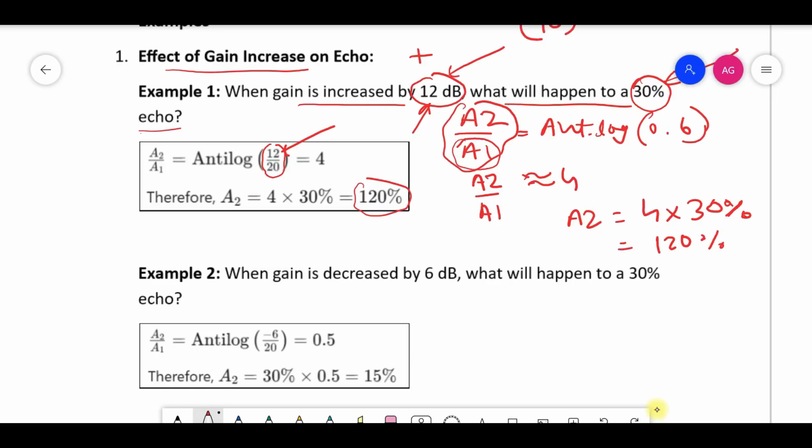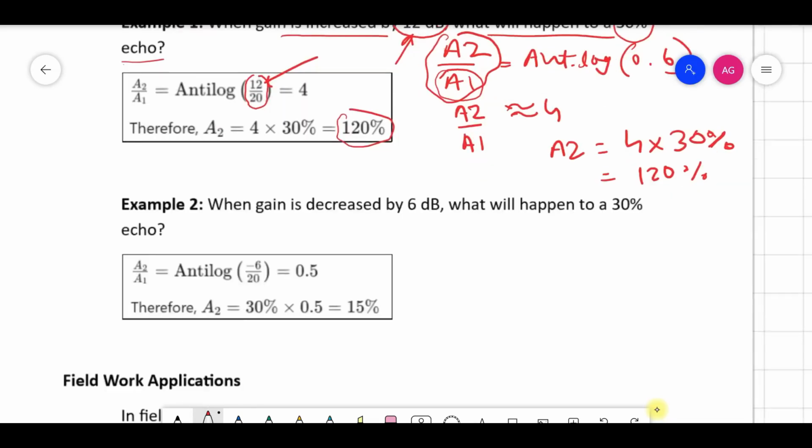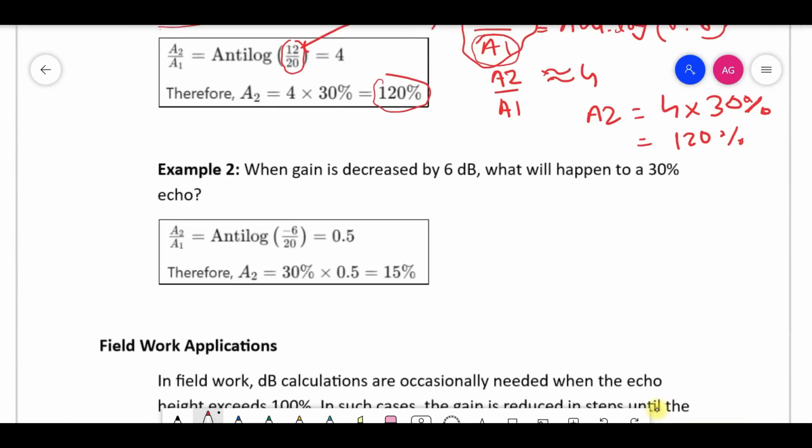In this, the reverse is asked. That is, dB is given and later you have to find the height of the second echo. Second example: when gain is decreased by 6 dB, what will happen to a 30% echo? So here the gain has decreased by 6 dB.